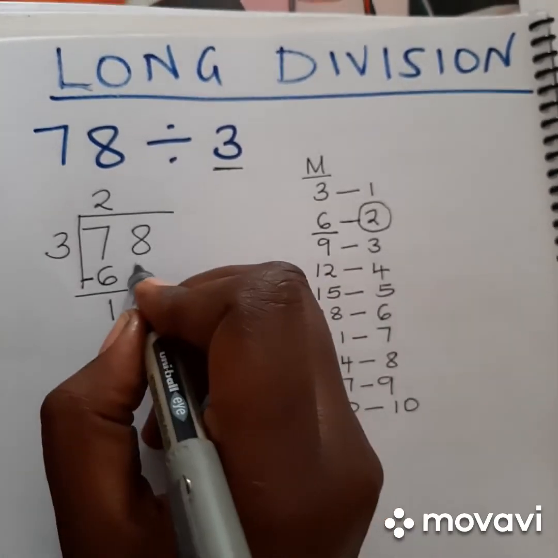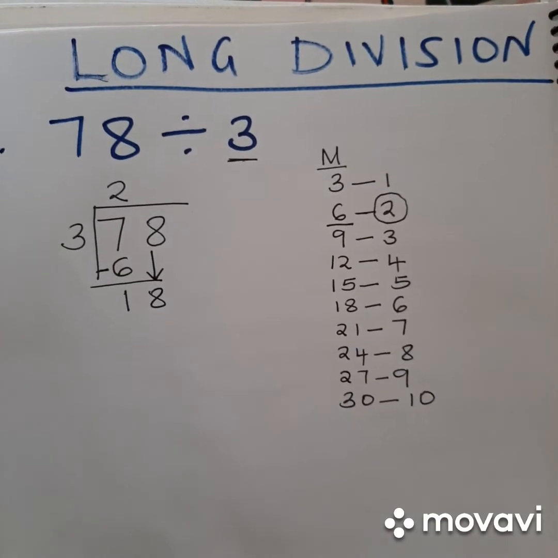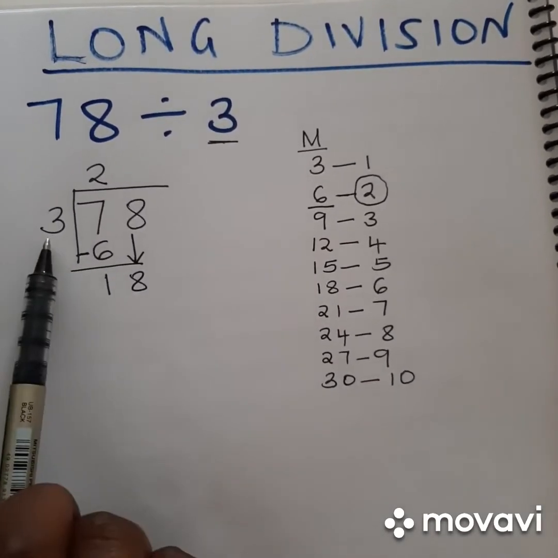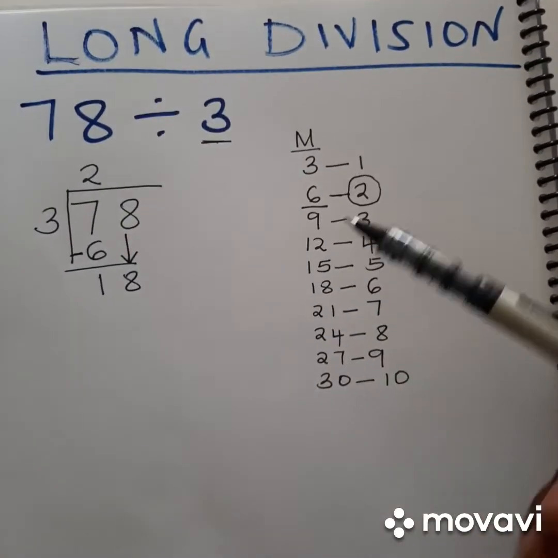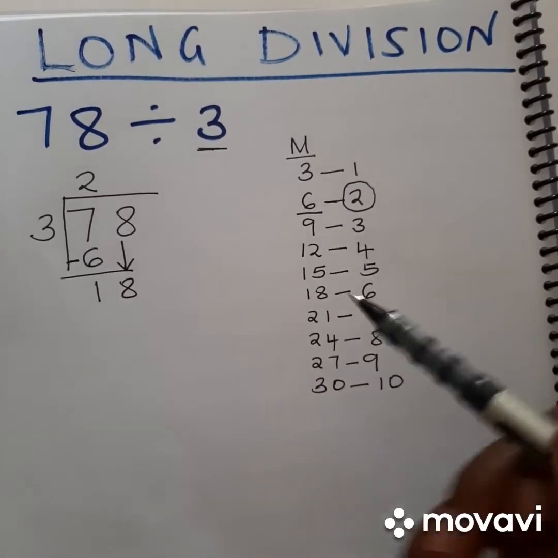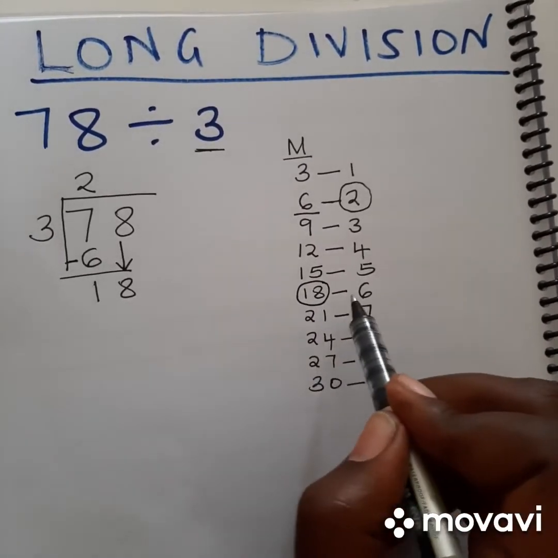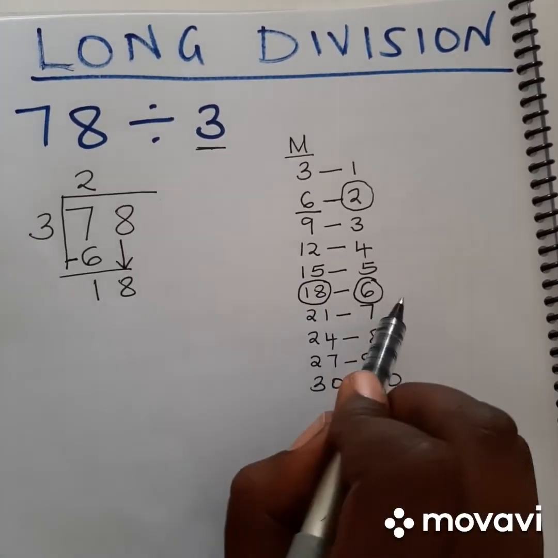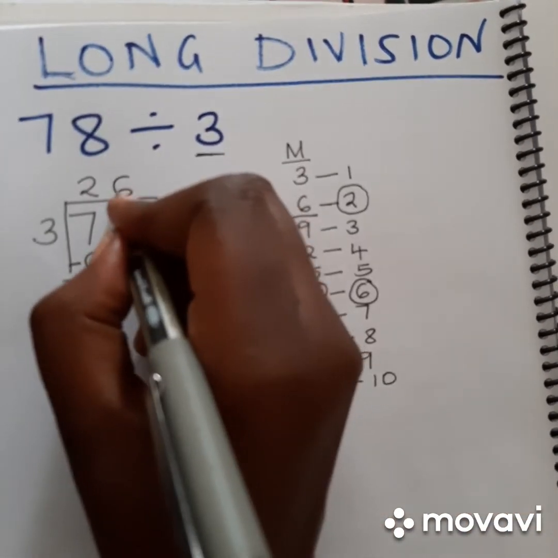And the second step now, you drop the next digit, 8, and that makes 18. So you ask yourself again, how many 3's are in 18? You look on the multiples column for 18. Here we are lucky, 18 is just there. So it means 3 can be in 18 6 times. You write 6 there.